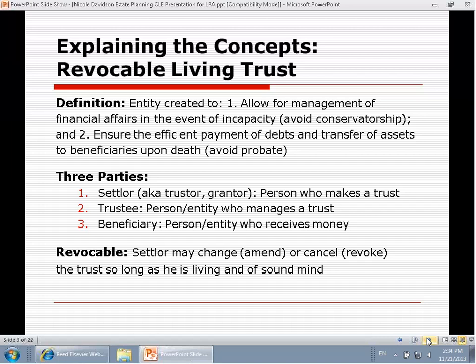So I'll start with the Revocable Living Trust, and that is an entity that is created to allow for management of financial affairs in the event of incapacity. So we're trying to avoid conservatorship through the Revocable Living Trust. And also the entity is created to ensure the efficient payment of debts and the transfer of assets to beneficiaries upon death, avoiding probate. It is helpful to describe the three parties that are involved in a Revocable Living Trust.